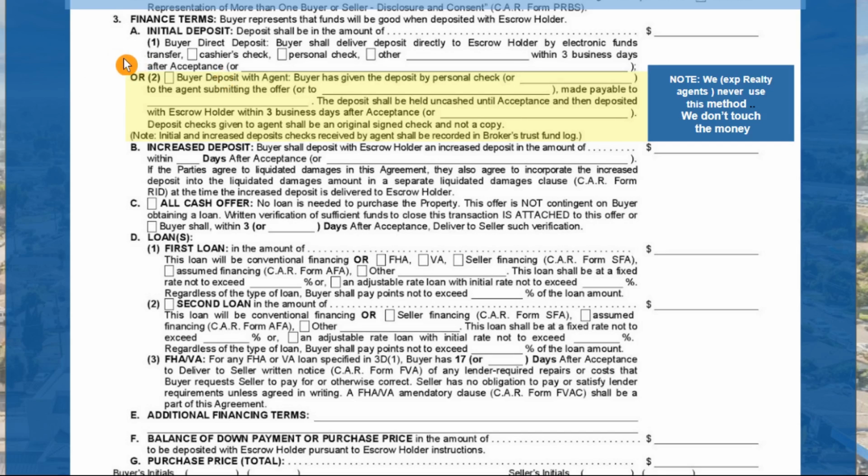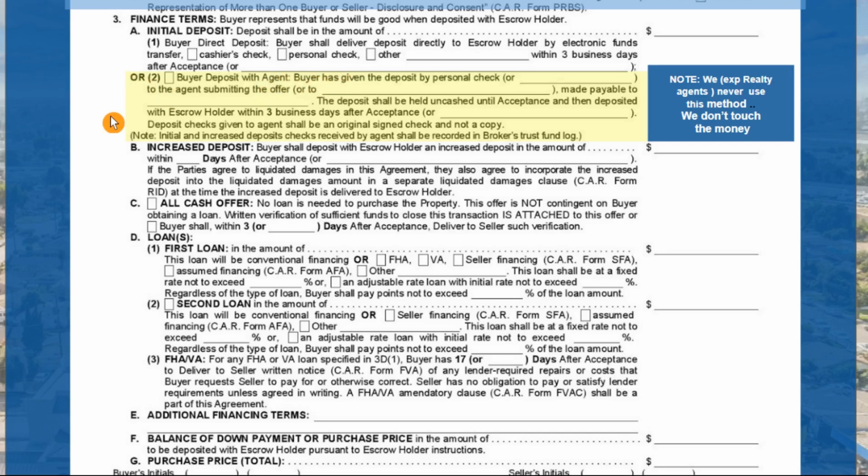A1 states that the buyer will use direct deposit. The buyer shall deliver the deposit directly to the escrow holder by electronic funds, or you can use a cashier's check or a personal check or other means of payment if you would like, but it has to be within 3 business days after acceptance of the offer, unless both parties agree to a different date here.